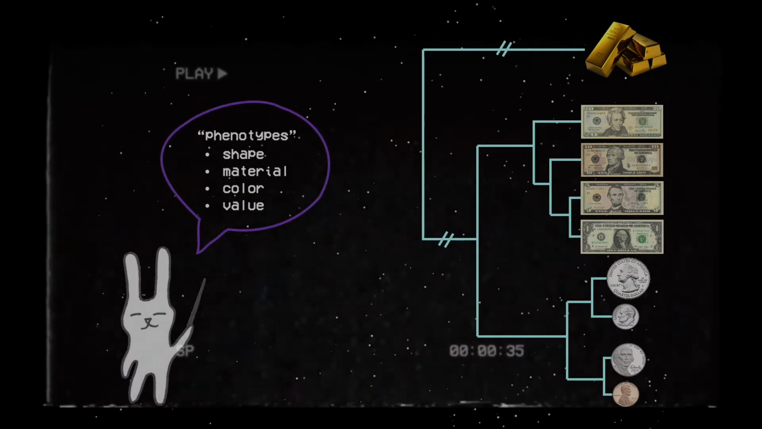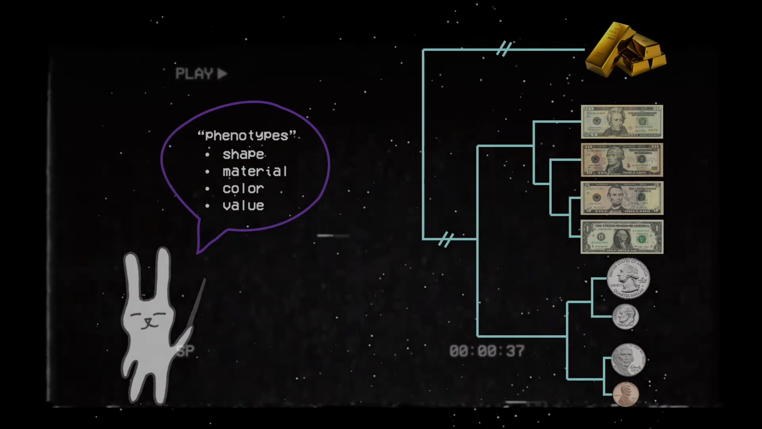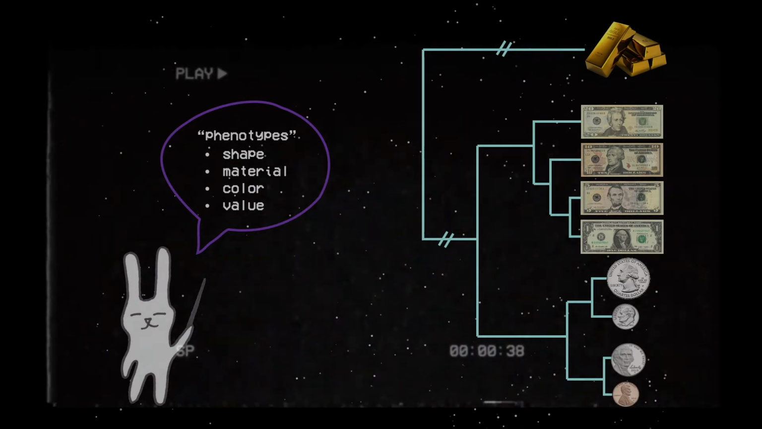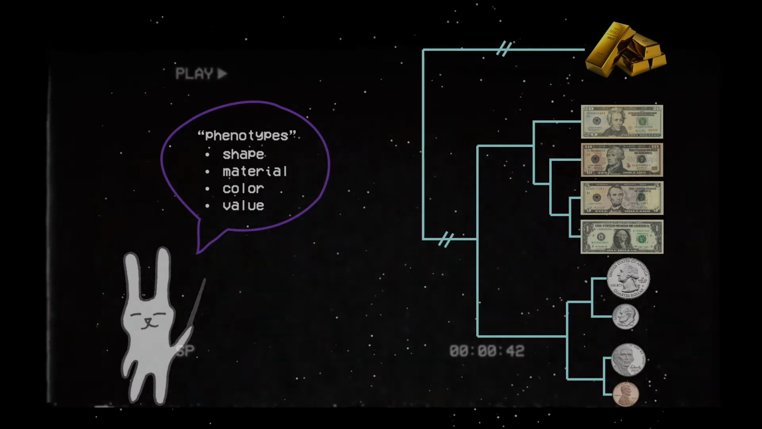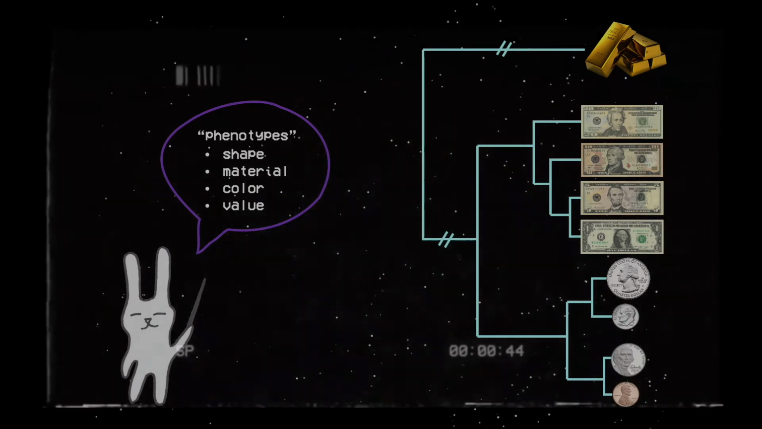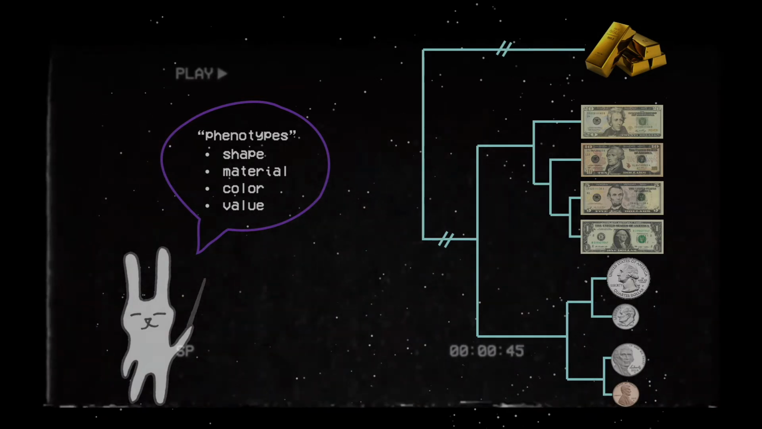Coins are round and made out of metals. Color was used to differentiate between the penny, which is the only copper-colored coin, and the other three coins, which are silver. The dime and quarter evolved from the nickel because they are silver and higher in value, both 10 and 25 cents respectively.